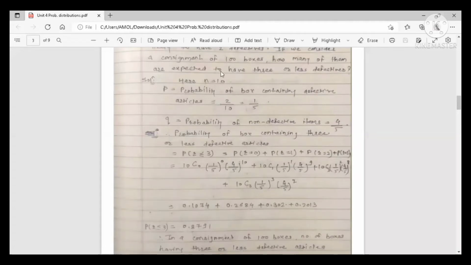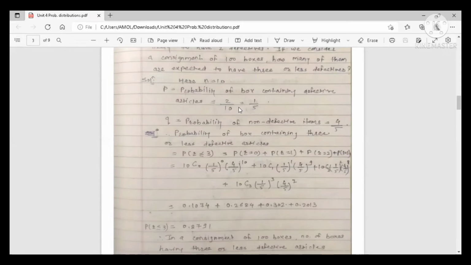Now, if we consider a consignment of 100 boxes, how many of them are expected to have 3 or less defective articles? To find that, first we are going to find the probability of a box containing 3 or less defective articles.